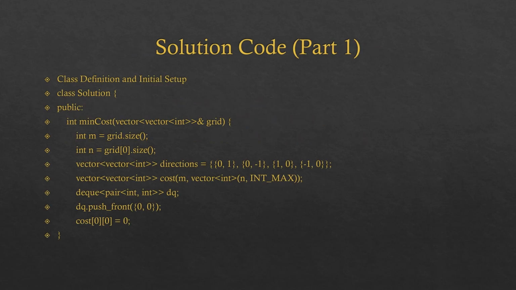In the first part of the code, we initialize the grid's dimensions and the directions array. We also set up a 2D array to store the minimum cost for each cell. The deque is initialized with the top left cell and we start with a cost of 0 for that cell.